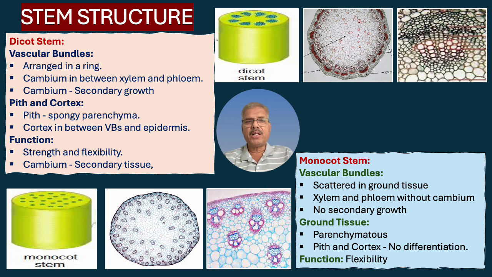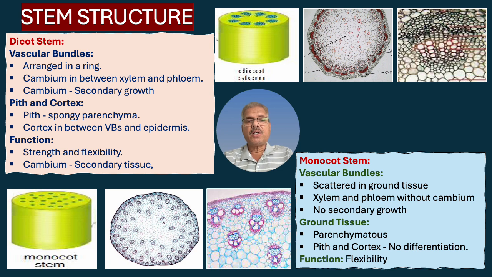The cambium is a layer of actively dividing cells that allows for secondary growth, leading to an increase in the thickness of the stem. This is why many dicots grow into trees or shrubs. The center of the dicot stem is often filled with the pith, a spongy tissue. The area between the vascular bundles and the epidermis, that is the outer layer, is called the cortex.